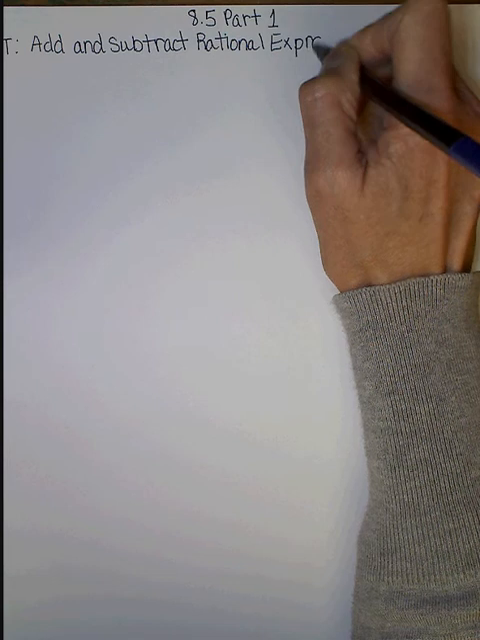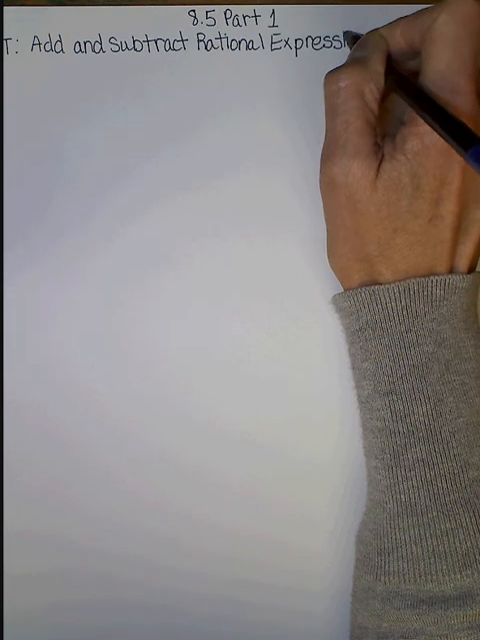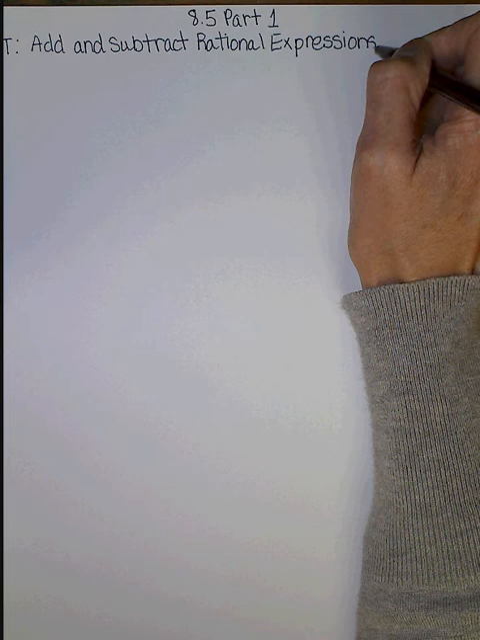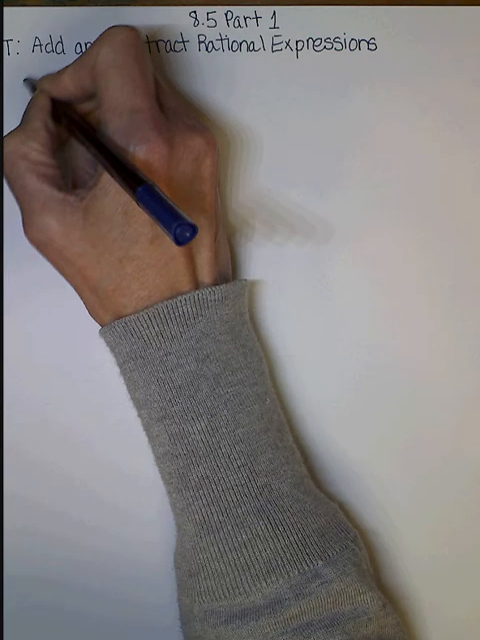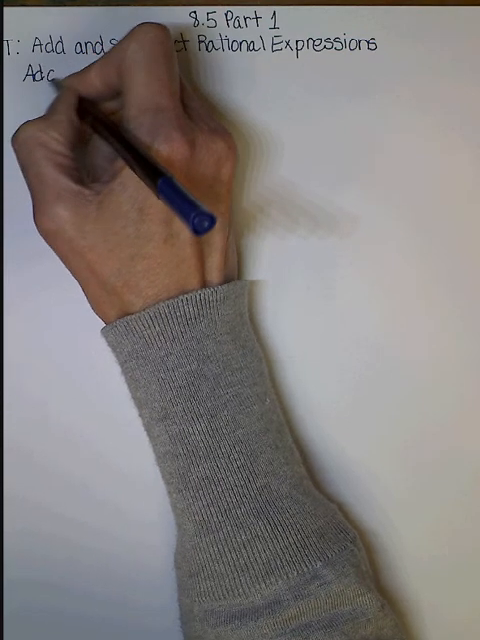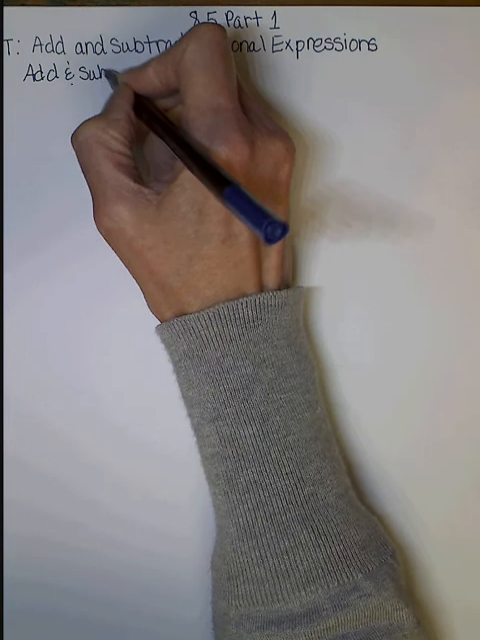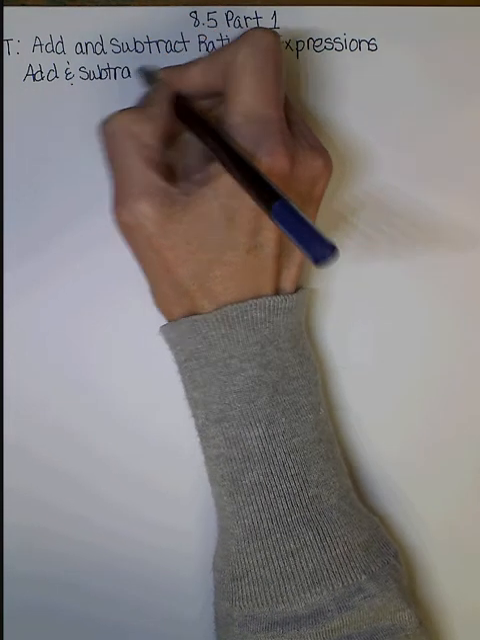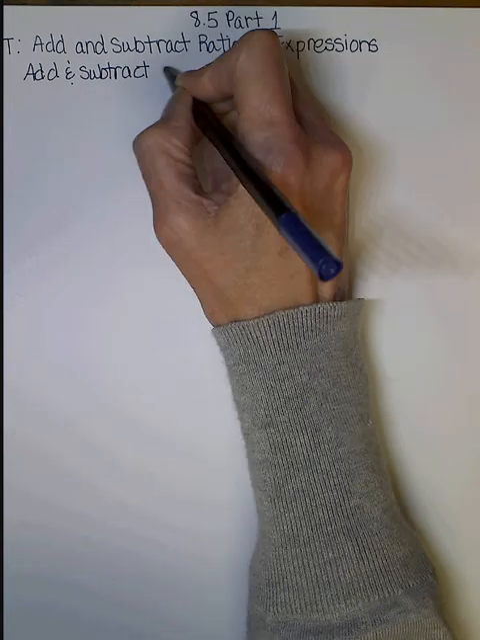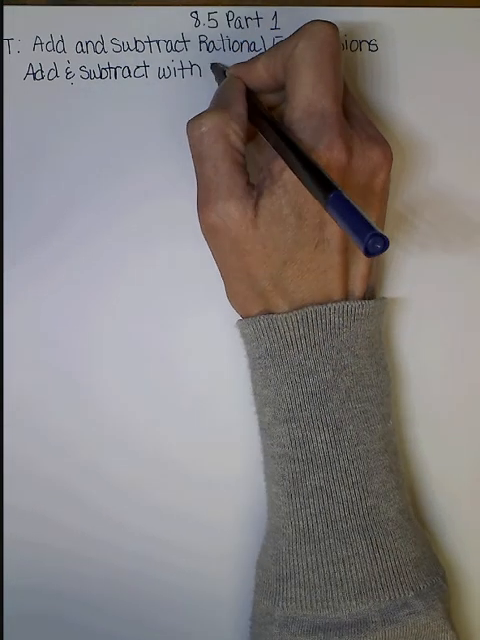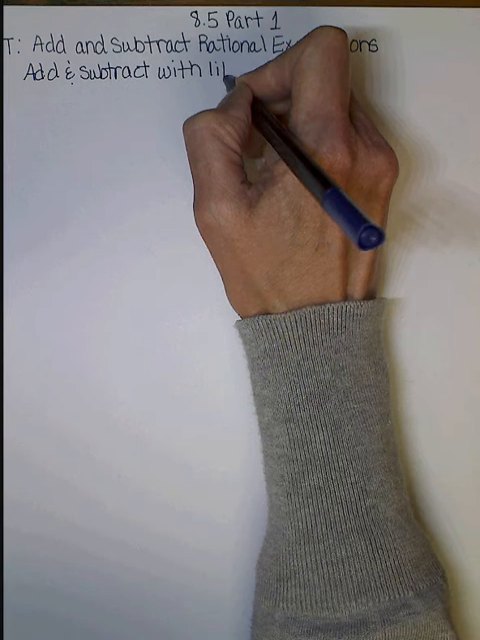Okay, so rational, remember, is a fraction that has a polynomial in the numerator and the denominator. Okay, so when we add and subtract with like denominators, it's not hard at all. So we're going to start with that. We already have the same denominator, in other words.